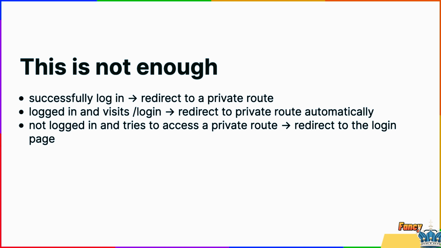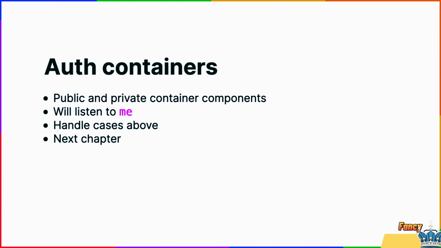If a user successfully logs in, we need to redirect them to a private route. If the user is logged in and she visits login again, we need to redirect them to the private route automatically. And if a user is not logged in and tries to access a private route, we need to redirect them to the login page. We are going to handle these cases by creating two wrapper components, auth private and auth public.